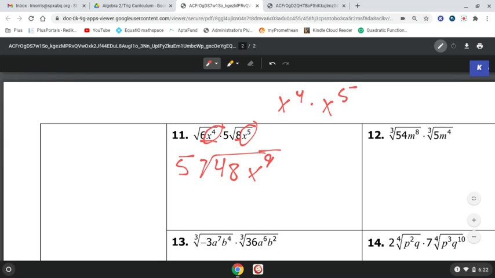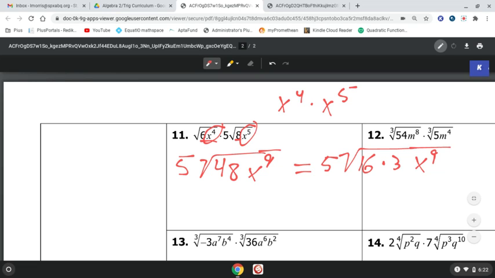Then to simplify this, we would keep 5 on the outside. First thing we're going to do is break down 48. We need the greatest perfect square that's a factor of 48. So that would be what? Let's see. That'd be 16? Yeah. So we could break 48 down into 16 times 3.